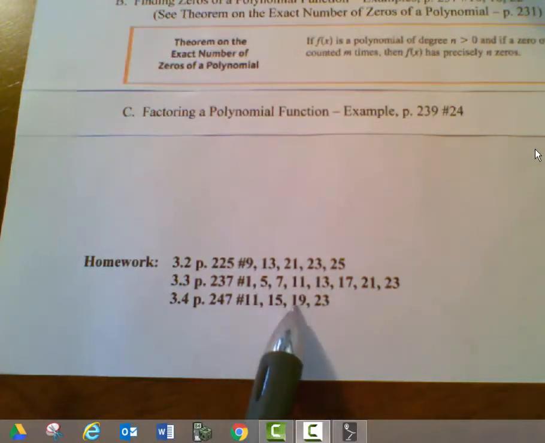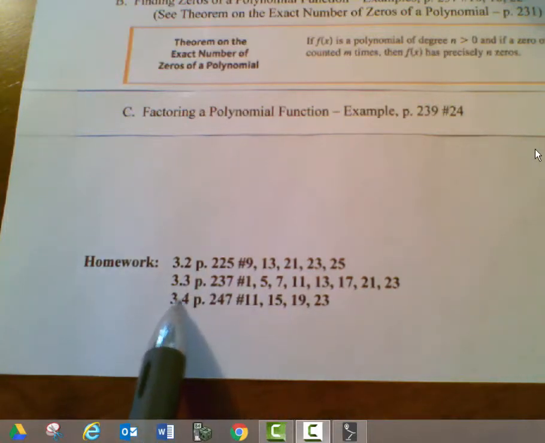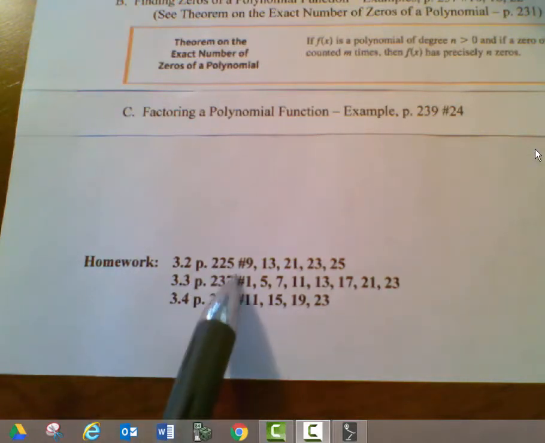3.3 and 3.4 homework, this is correct for the 11th edition. There's one more video you need to watch before you do section 3.4, and then you can give all 3 sections of homework to me next time I see you.